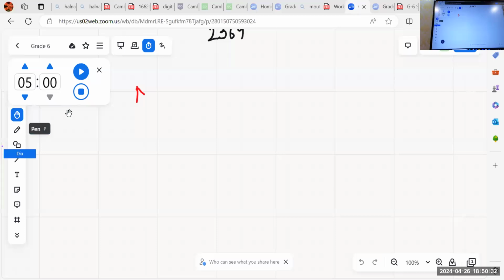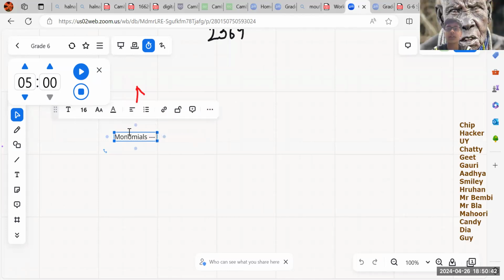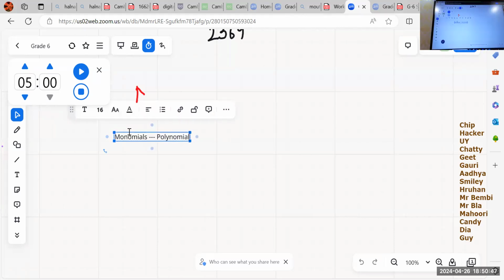Monomials, binomials and trinomials, there are so many terms in the first chapter. What does that even mean? So monomials, Sir, monomials mean that it has only one term, a polynomial with one term.